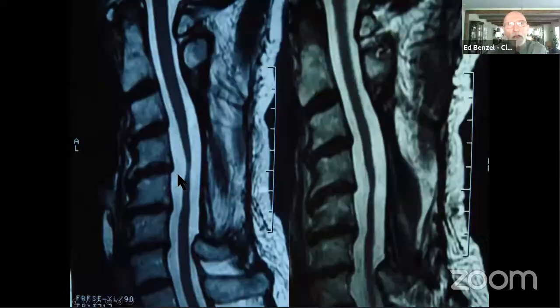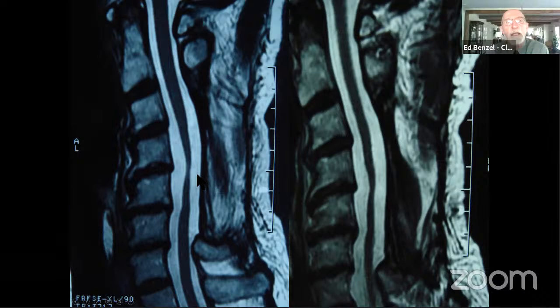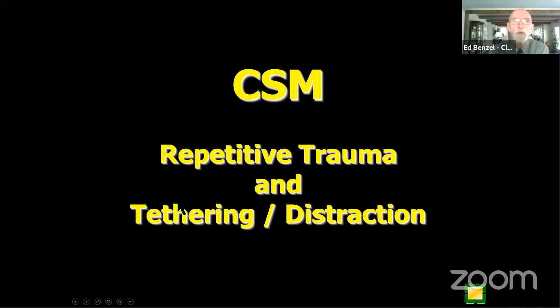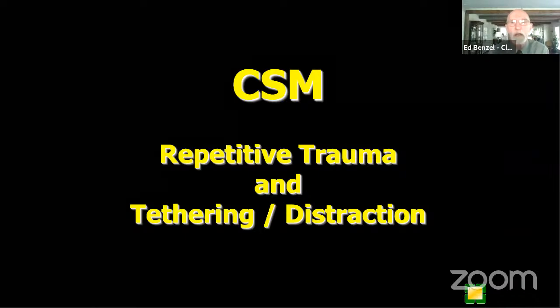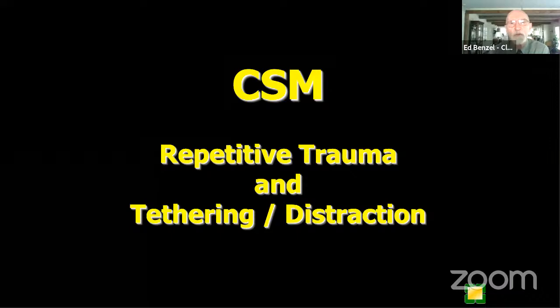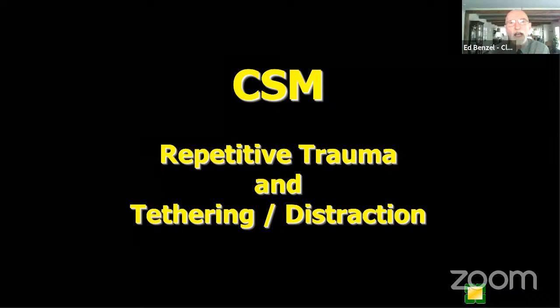It wasn't too much later that this fellow came in, 68 years old, who'd had a laminectomy 10 years prior for myelopathy, and he improved. Now his myelopathy is returning, and he has wide open spaces on his MRI scan. How are we going to deal with this? Is this some sort of a neurodegenerative disorder or what? Well, if we go back to the beginning of my talk here, we talked about cervical spondylotic myelopathy being a manifestation of repetitive trauma and tethering or distraction.